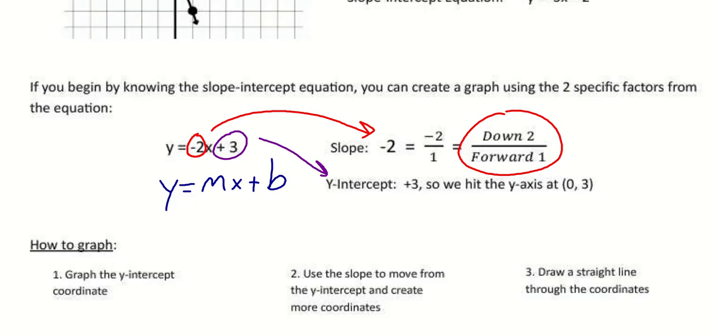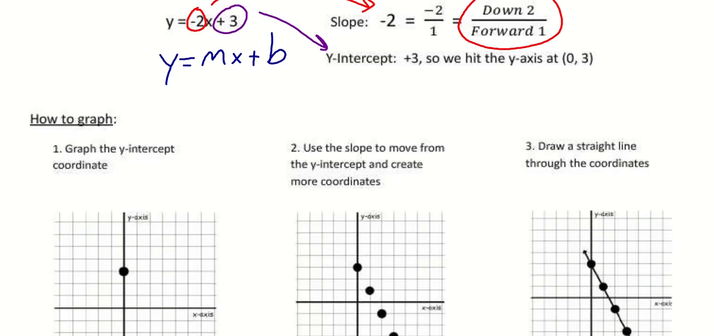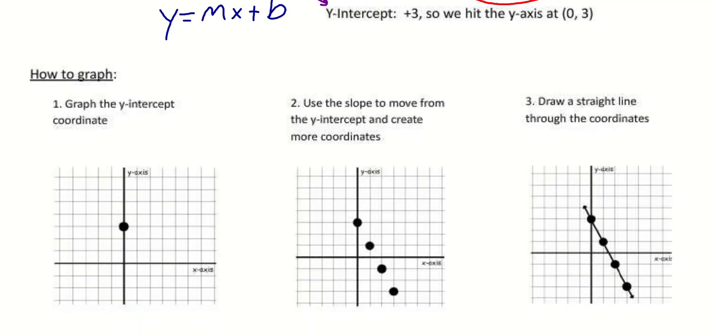Now, the order in which you use these things does matter, because slope is a movement, but you need to know where you're moving from. So the first thing you're going to do is graph the y-intercept coordinate. So the y-intercept coordinate was at 0, 3. So I graph that coordinate first. Then I start using my slope. So my slope here was down 2, forward 1. So then I use the y-intercept and I start moving. Down 2, forward 1.